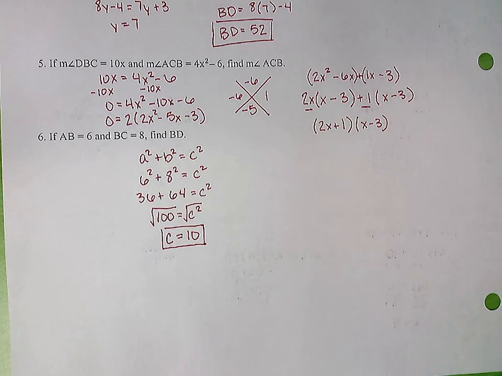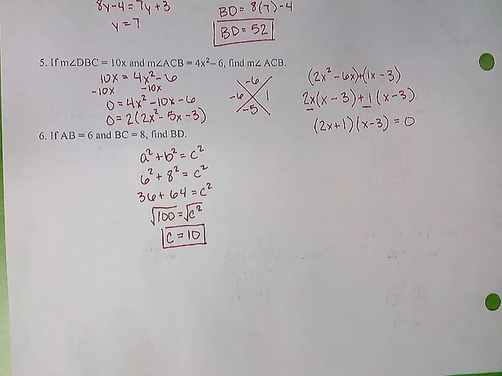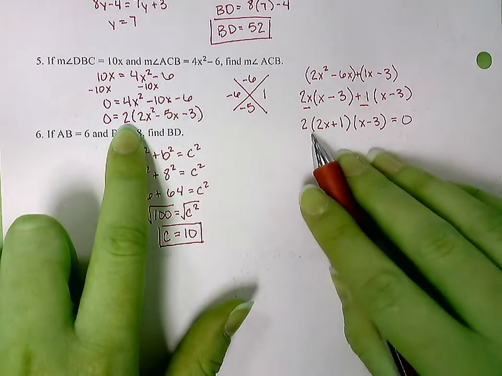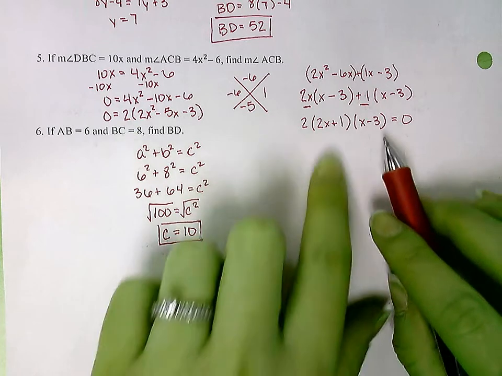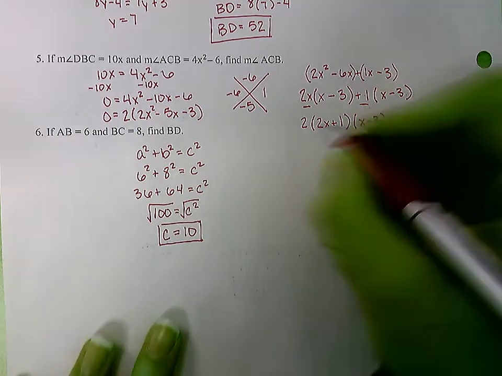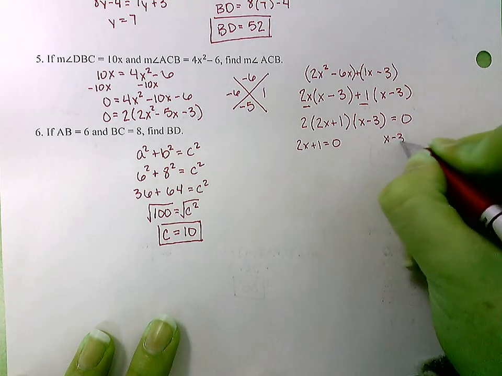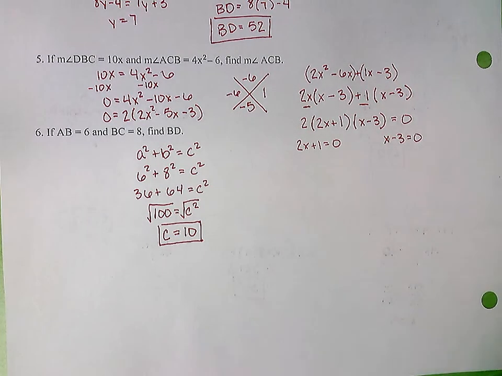Okay. Once I get to this point, I'm still looking to solve this. So this is still equal to 0. Okay? And I still have this 2 out front. Remember I factored out that 2 first, so that 2 stays here. Now, I want each of these pieces to be equal to 0. So we have 2x plus 1 equals 0, and x minus 3 equals 0. And we want to solve for x in both cases.